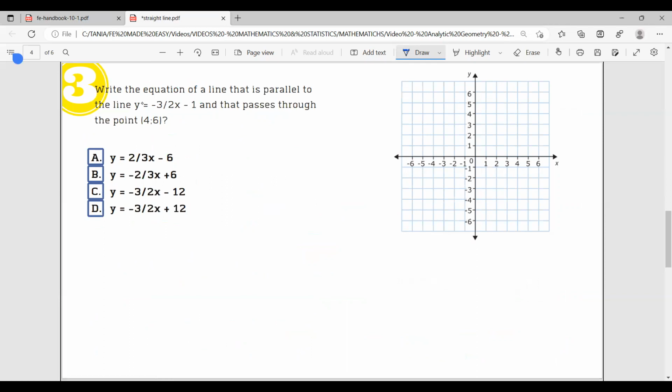Problem number 3. Write the equation of a line that is parallel to the line y equals minus 3 over 2 x minus 1, and that passes through the point 4, 6. Okay, so we have to write the equation of a line that is parallel to the line y, and it passes through the point 4, 6.